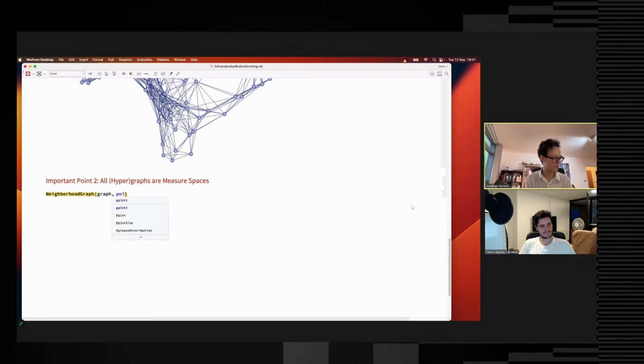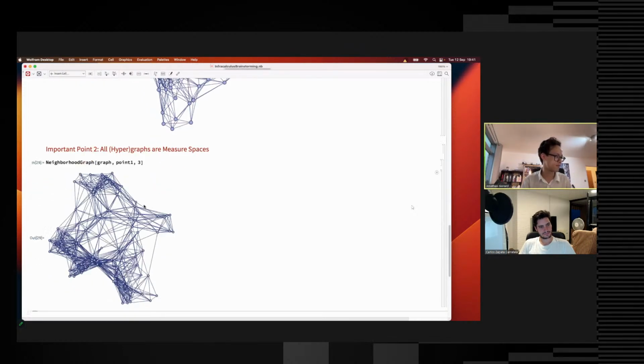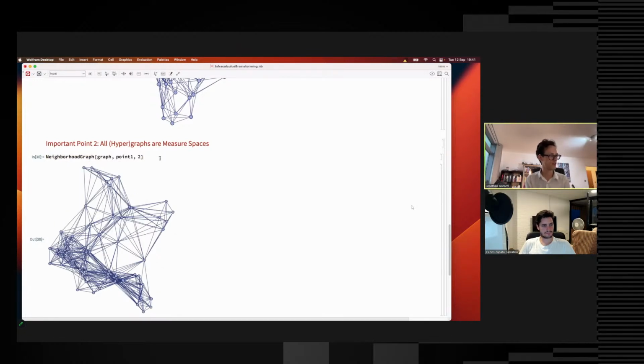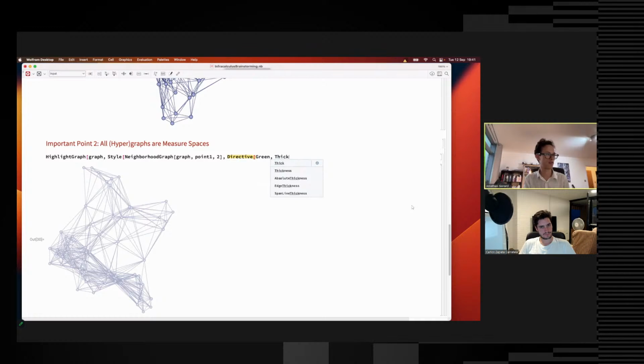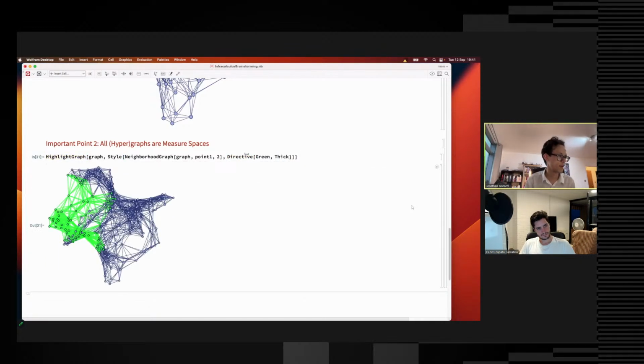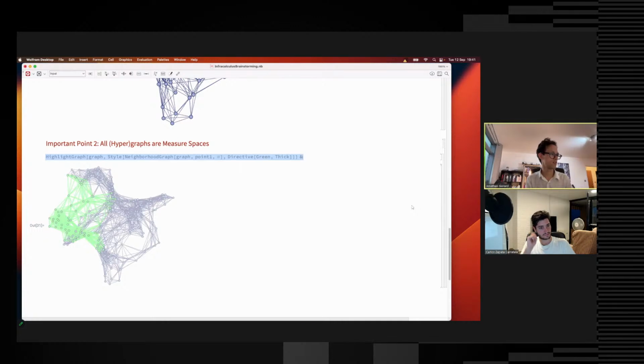A neighborhood graph 0.1, and let's grow out a neighborhood graph of distance. No, maybe that's too dense. Let's go distance 2, and let's say highlight graph style that directive. Okay, so let's do.